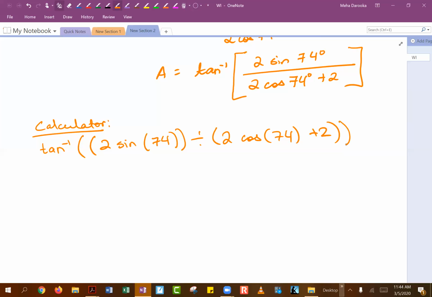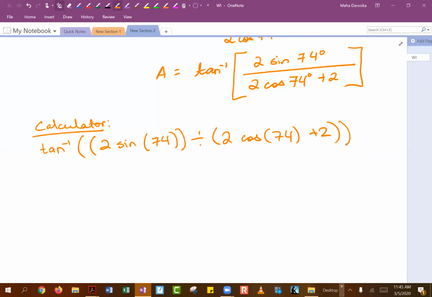You're still not getting the exact degree now. So let me see what you typed in there. You put tangent inverse of 2 times sine of 74, divide, 2 times cosine of 74 plus 2. Okay, close your parentheses now.